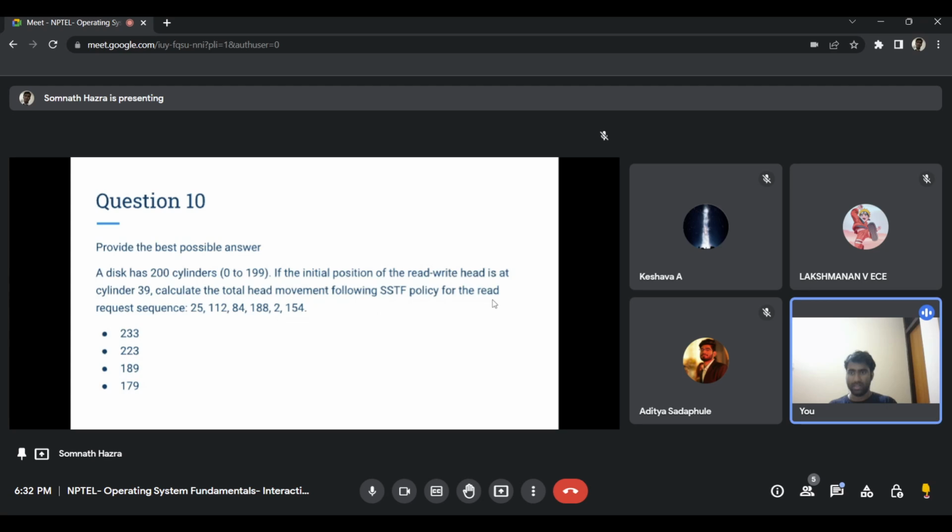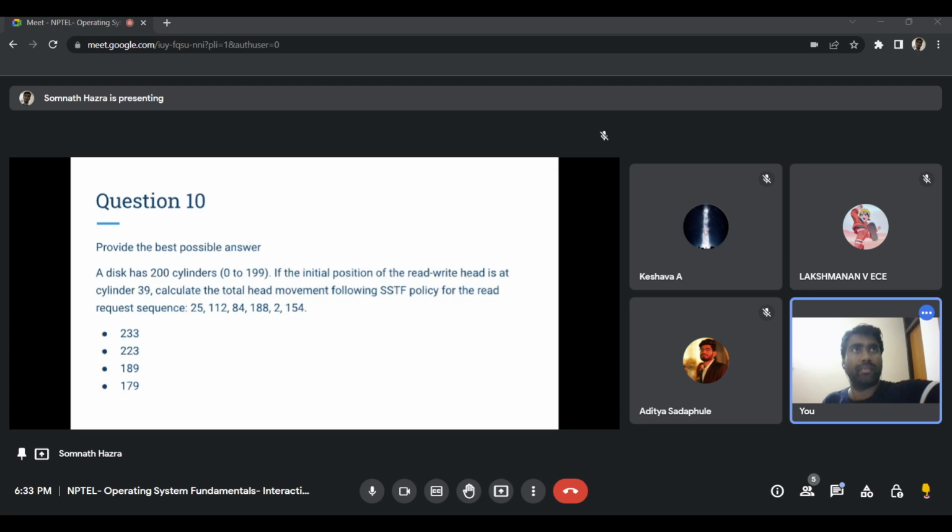So this is a numerical. There are 200 cylinders, 0 to 199. If the initial position of the read-write head is at cylinder 39, calculate the total head movement following the SSTF policy, for the read sequence given as 25, 112, 84, 188, 2, and 154. So you have to follow the SSTF policy.